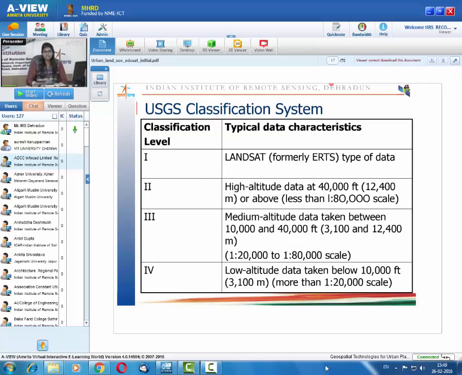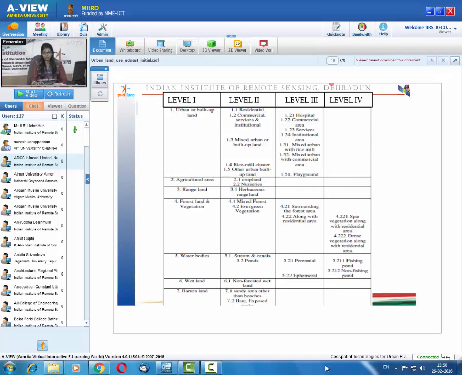So we have different classification systems. We have level 1, 2, 3 and 4 classification systems. This is the USGS classification system from the US. When I say level 1 classification, that means it is a regional level of classification system. And when I say level 4 classification system, it means it is a detailed level classification system at the local level. So in India, what we follow, we will discuss.